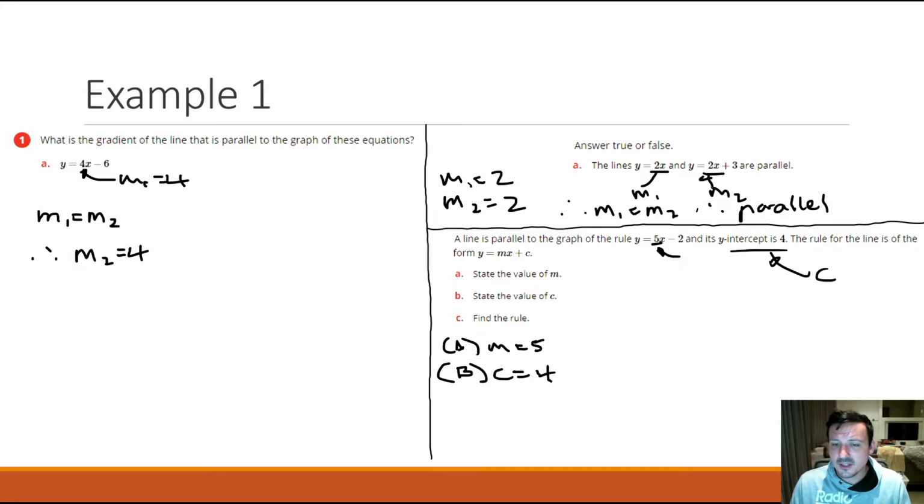Last part is to find the rule. So we're basically putting M and C into y equals mx plus c. So the line that is parallel to y equals 5x minus 2 that has a y-intercept of 4 is y equals 5x plus 4.